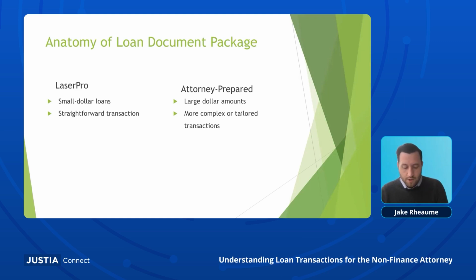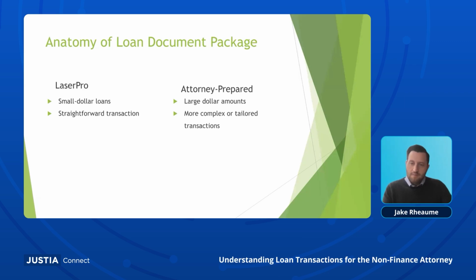You should also note that the SBA prefers to use Laser Pro or some similar form on that. Typically, SBAs are not going to be bespoke documents. So moving on to the attorney prepared documents, that's basically going to be the inverse of the Laser Pro. Typically, these are not going to be PDFs. They're going to be Word documents. It's going to be for large dollar amounts, more complex transactions, lots of competing interests.